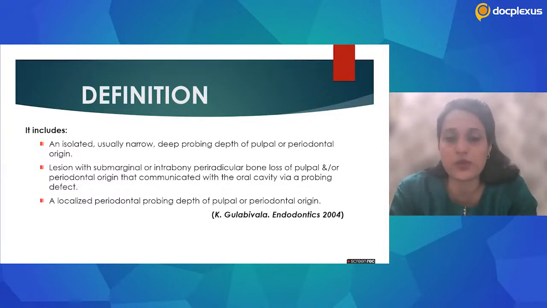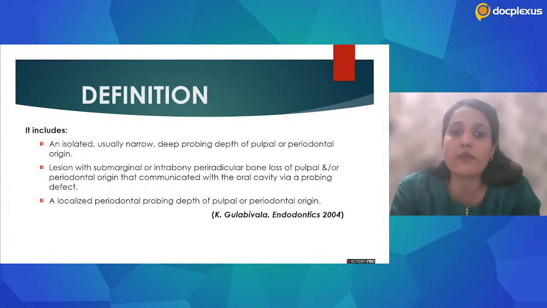it is not generalized. It will be confined to a tooth or two teeth if they are at all connected. An isolated, usually narrow, deep probing depth of pulpal or periodontal origin. This probing depth is again very important, isolated and usually narrow. This will also differentiate a pulpal origin from a periodontal origin. Periodontal origin is usually generalized, while pulpal origin is usually localized. Deep probing depth, because even if it is not truly an endo lesion, it will still have a probing depth. So an isolated, usually narrow, deep probing depth of pulpal or periodontal origin.